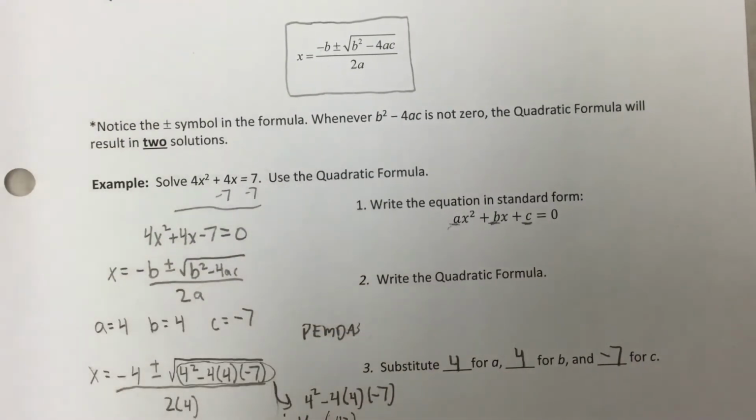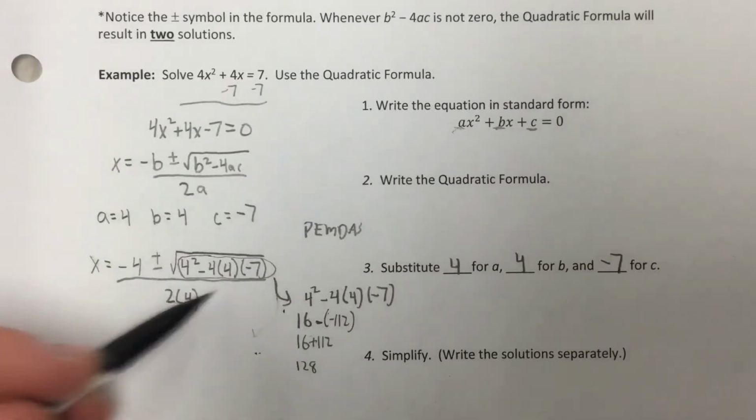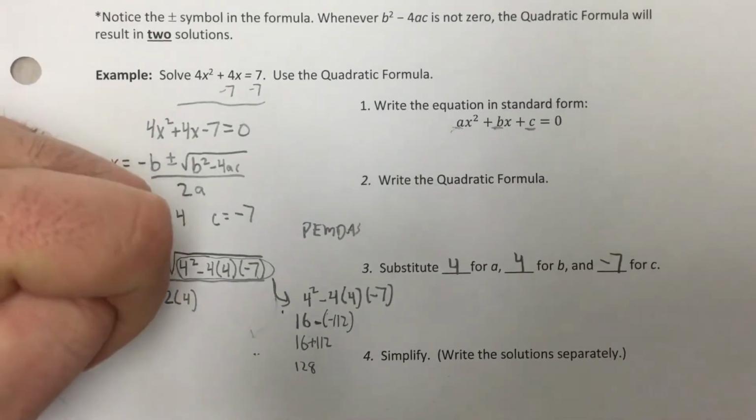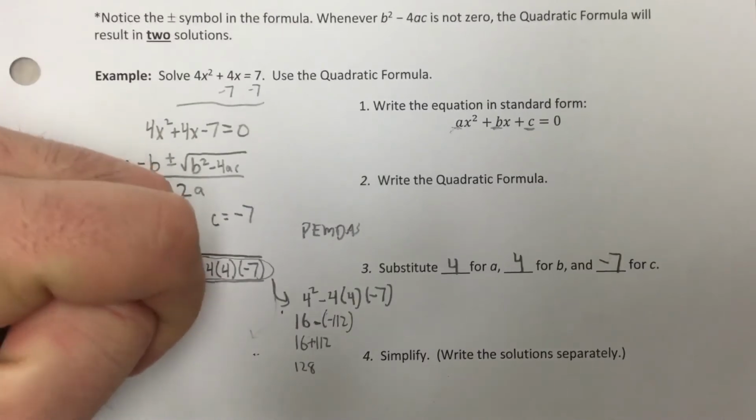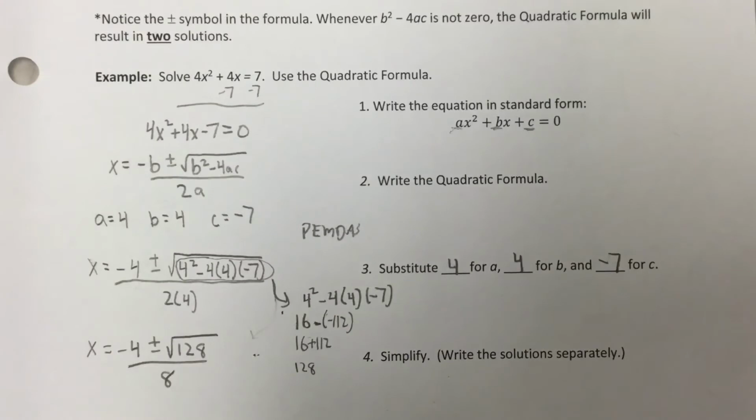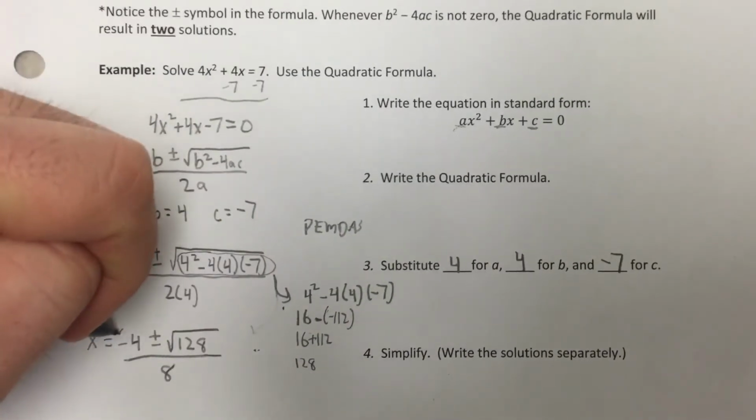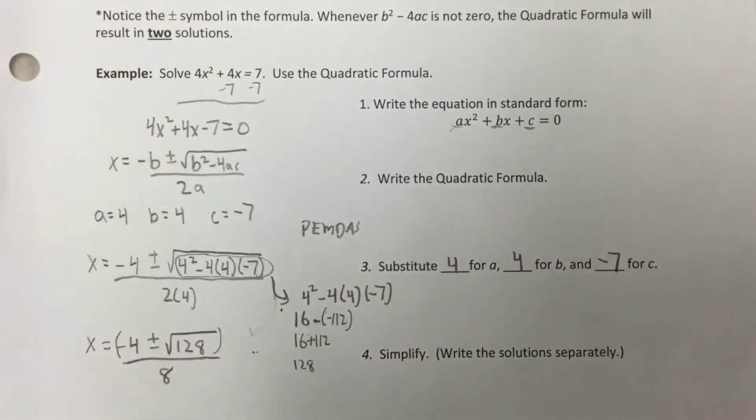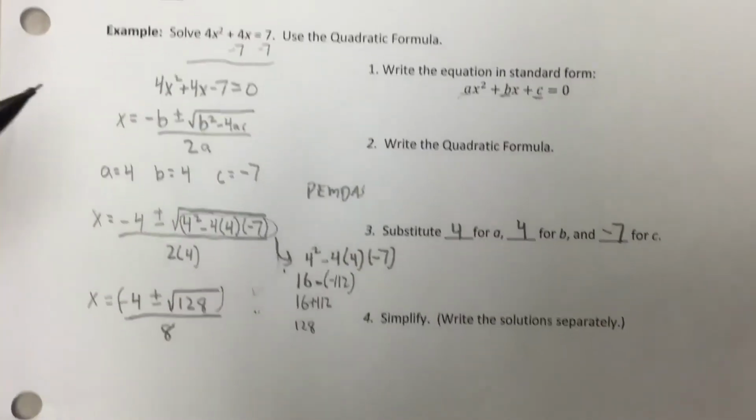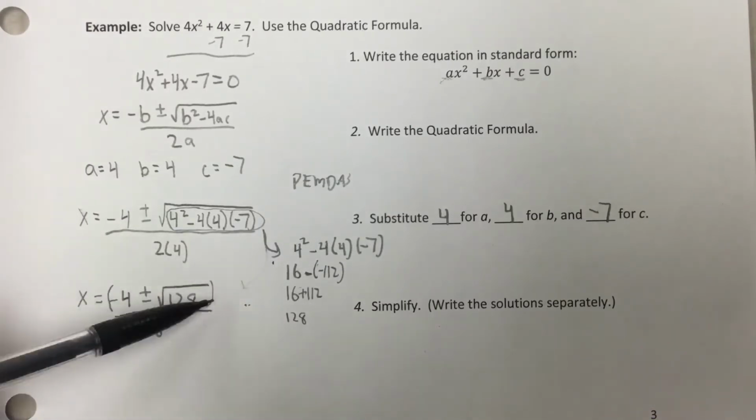So I know that this number under the radical is now 128. So I'm going to rewrite that as x equals negative 4 plus or minus the square root of 128 all over 8 now. And remember, when a fraction is written top-bottom like this, there's really an imaginary set of parentheses around the top. So that's going to help us follow PEMDAS. So inside the parentheses, we have to take care of the top first because there's really imaginary parentheses there.